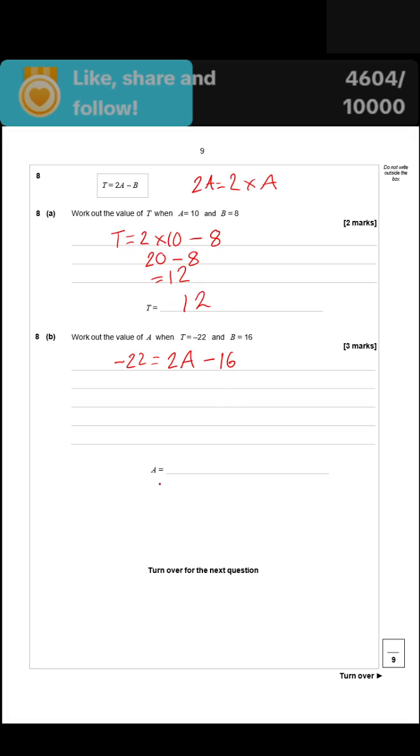We do the opposite of taking away 16, which is adding 16, and we need to do that to both sides of the equation to keep it balanced. So negative 22 add 16. We're getting closer to 0, so that leaves you with an answer of negative 6. On this side, we still have our 2a. The negative 16 and the positive 16 cancel each other out, so it's gone. Then our next step is to divide both sides by the value in front of a, so divide by 2. Negative 6 divided by 2 gives you negative 3. So our final answer for a is negative 3.